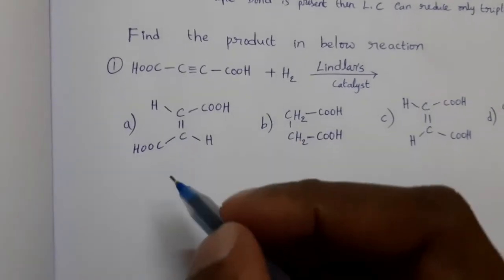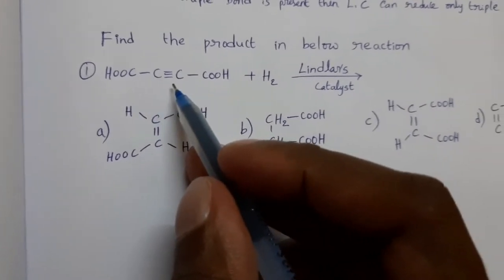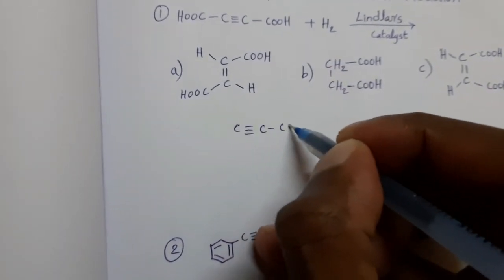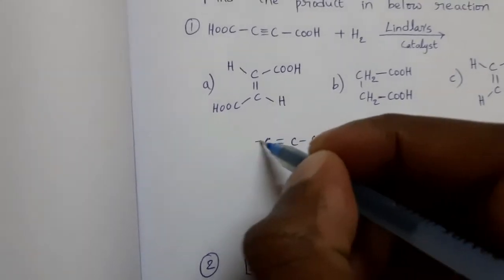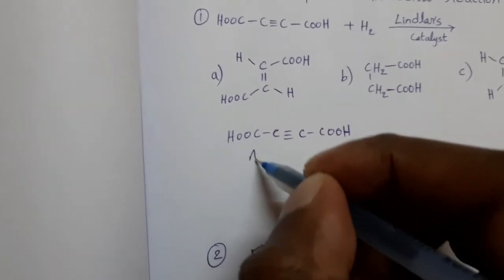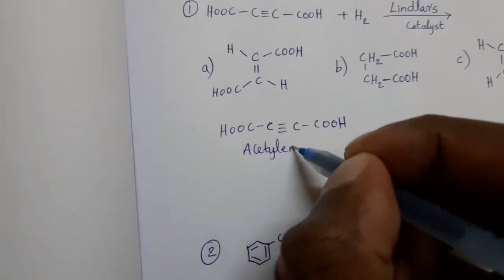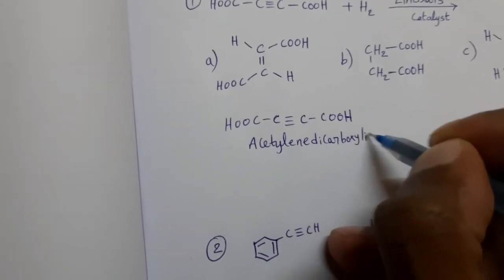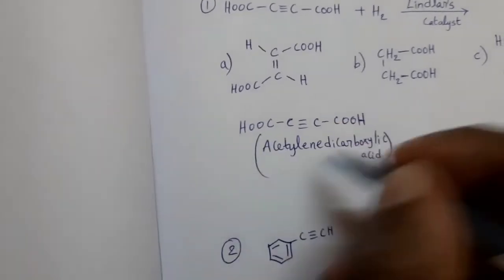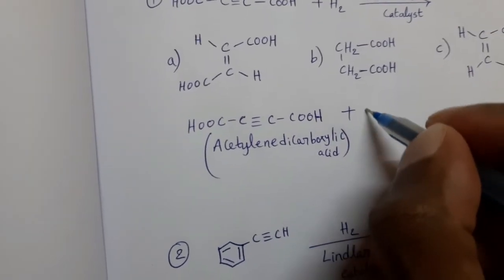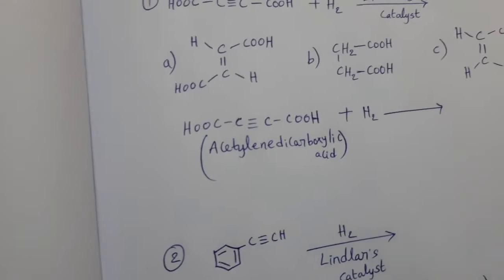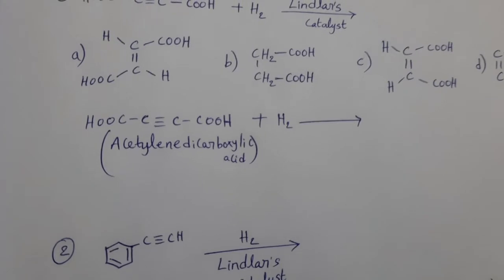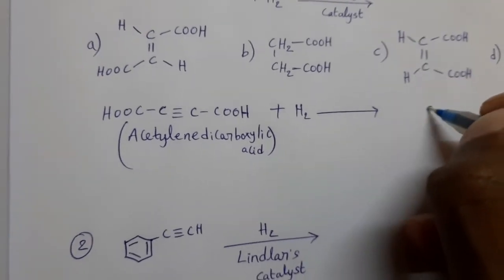Then what is the product? In this triple bond is there. So triple bond is reduced to double bond. Write the given reactant. This is given reactant. Its name is acetylene dicarboxylic acid. Acetylene dicarboxylic acid is treated with Lindlar's catalyst. Then we can get cis-alkene. Cis-alkene. That means functional groups COOH remain as it is.